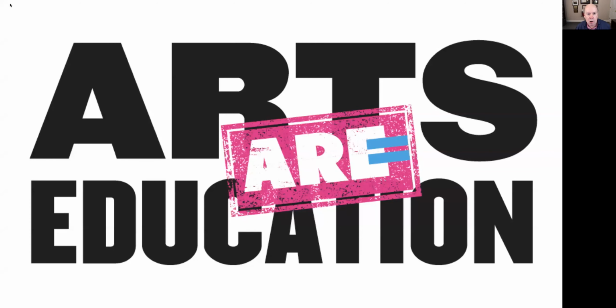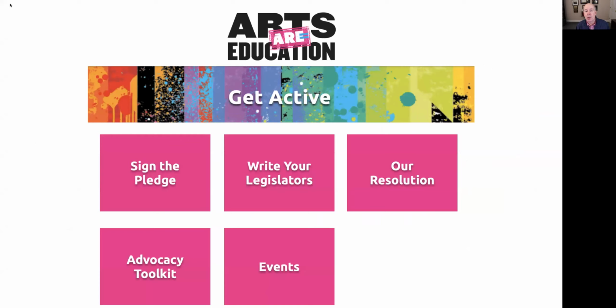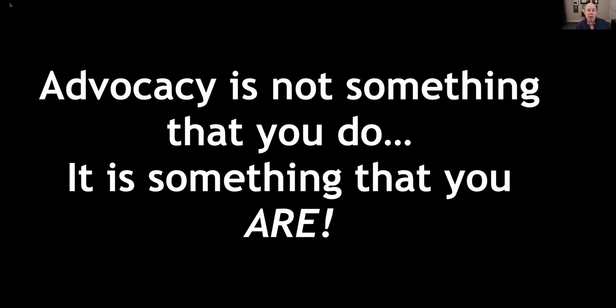Additionally, there's the Arts Our Education campaign that's been put together by a lot of the national arts education organizations and a consortium of other groups. And it covers many of the bullet points that I just talked about, but it also has a pledge that you can sign or you can have your supporters sign, the ability for you to write your legislators, the ability to have your school board pass a resolution in support of your program, and an advocacy toolkit with other tools and materials to support your efforts.